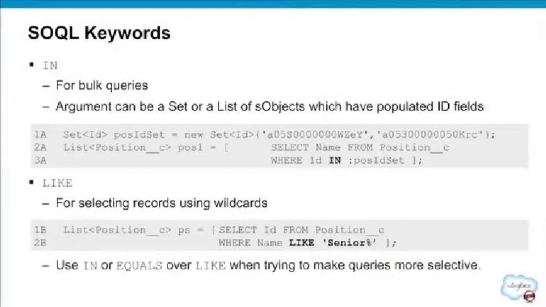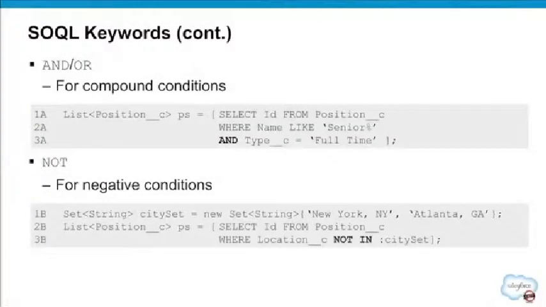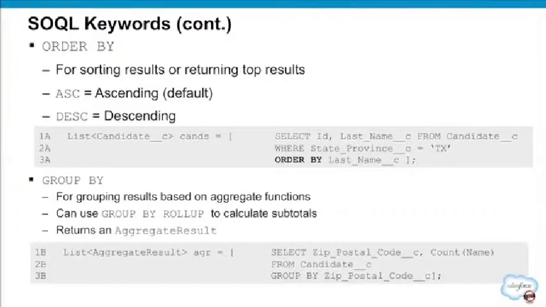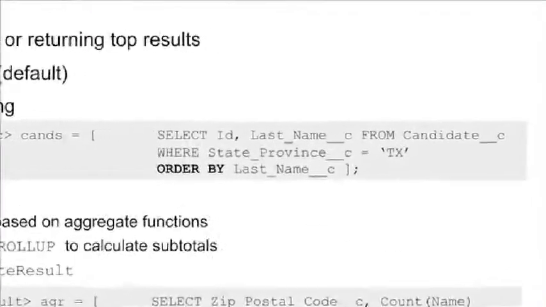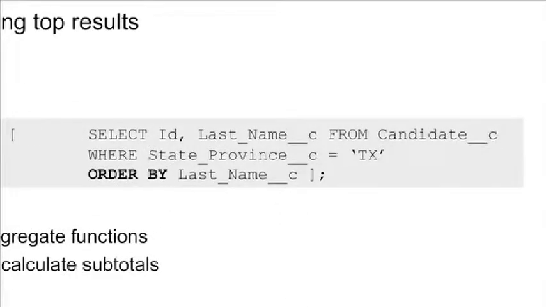LIKE can be used for a fuzzy text search. So for instance, here we're looking for positions that begin with Senior. AND and OR are for creating compound, obviously multiple conditions. NOT is for negative conditions. We can sort the results that we get back from the database using ORDER BY. There's an ascending and a descending for the order that we want to return based on that field. The syntax would be ORDER BY last name, and then you do ascending or descending, with ascending being the default.